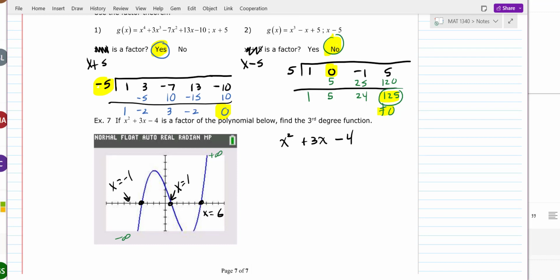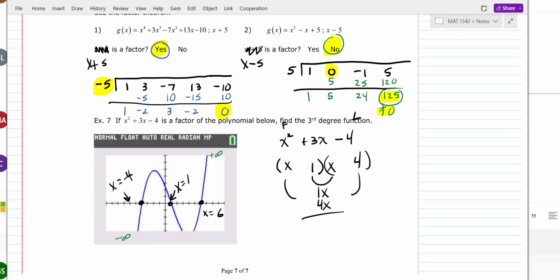Whoops, -1, -4. Okay, so we got that. So what I'm going to go ahead and do, let's see if this thing factors right here, because we want to find this third-degree polynomial, given that this is a factor here. So if we factored this polynomial, the first term would be x and x. The last term would be 1 and 4. And again, we'd have to bring this together and figure out how the signs go.